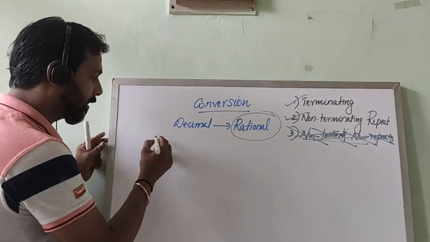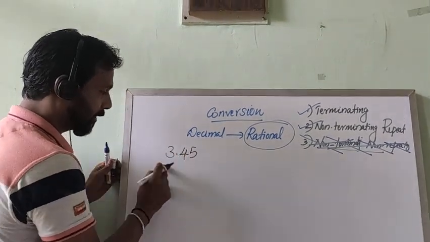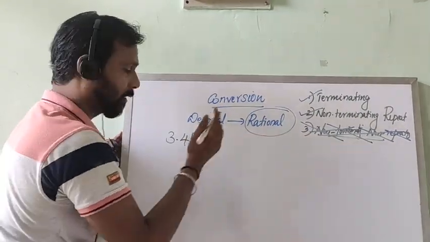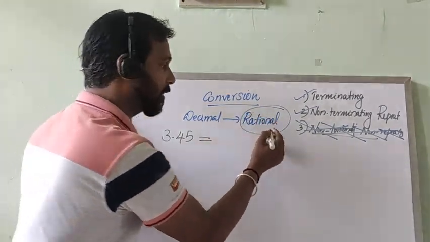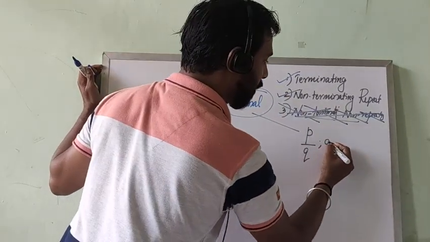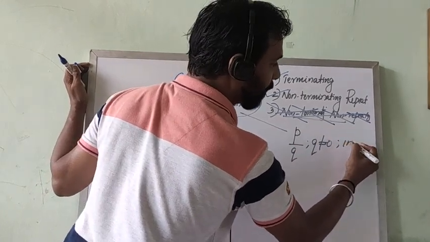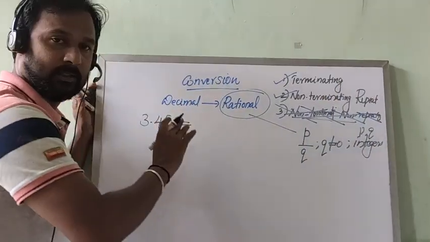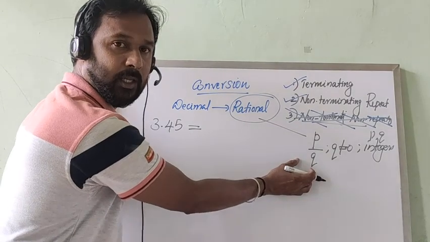You consider any terminating decimal. Consider some 3.45. It is a decimal which is a terminating decimal. How to convert it into rational? Rational numbers are of the form P by Q such that Q should not be 0 and both P and Q should be integers, right? So we want to convert 3.45 into the format P by Q.